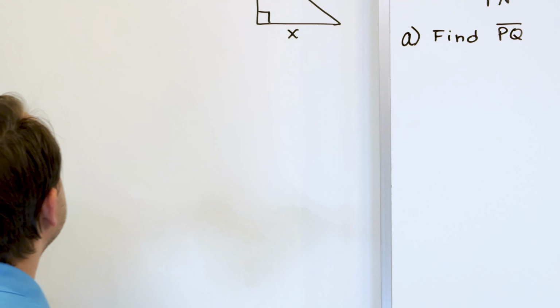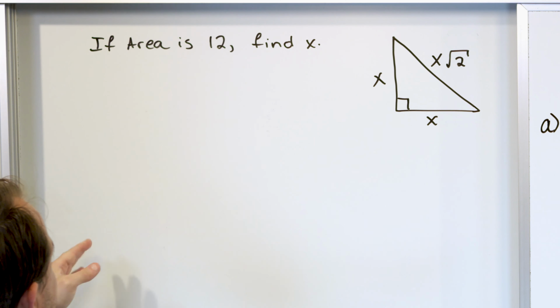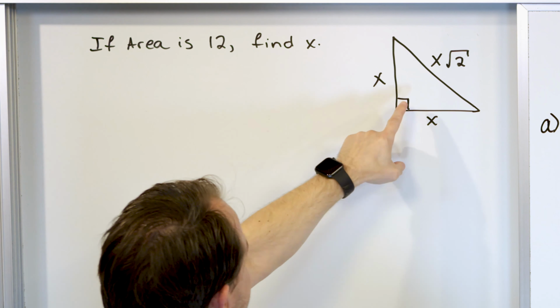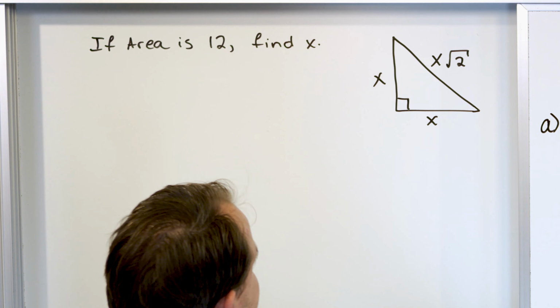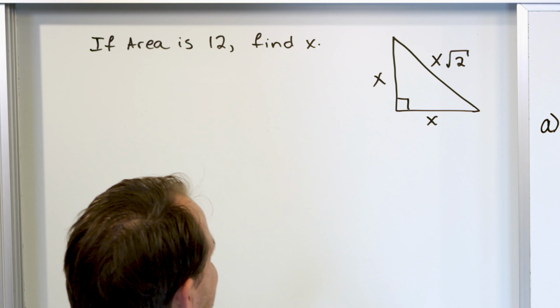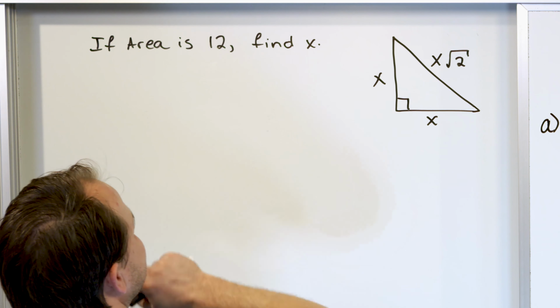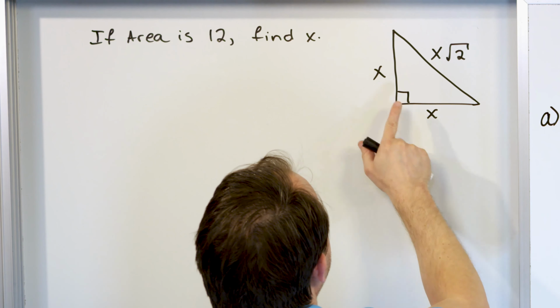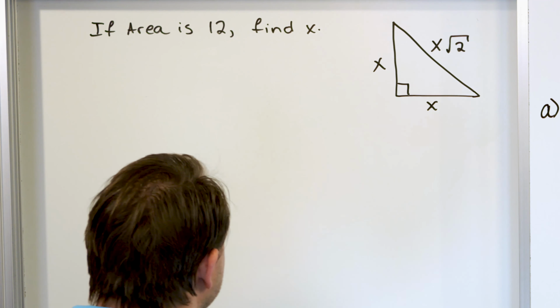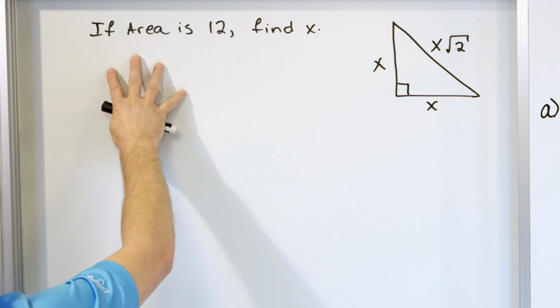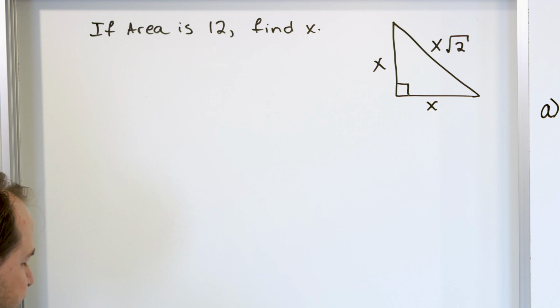So for our first problem, it's a simple looking problem. If the area is 12 of this triangle, find the value of x. So this is similar to a problem we did in the last lesson, but now we're given that the area is equal to 12, and we want to figure out what the value of x is. So what you have to do is write an equation relating the area to the variable x. So how do we do that?